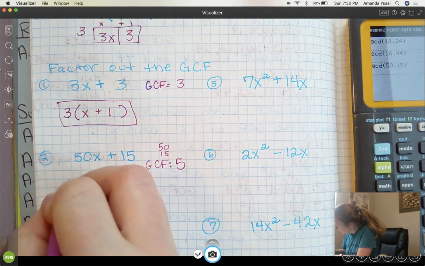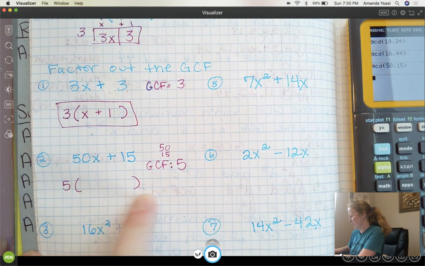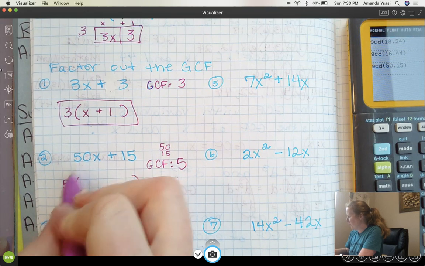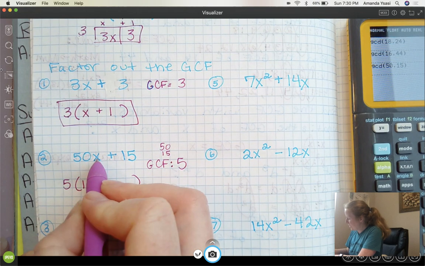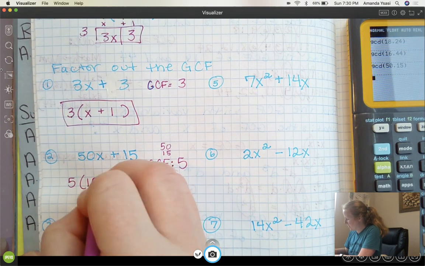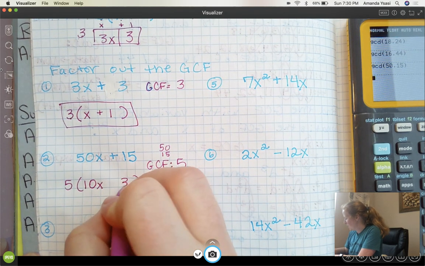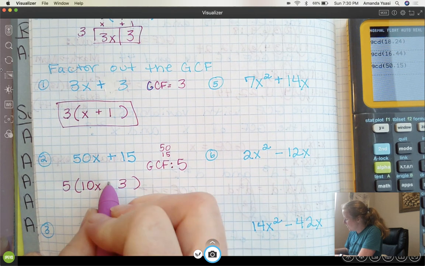So that means I'm going to put a 5 here, parentheses. There's going to be 2 terms here, because there's 2 terms here. So 50 divided by 5 is 10. And then you have x, x is not divided at all. And then 15 divided by 5 is 3. See, we're undoing it, so we're having to divide these. And we know there's a positive there.